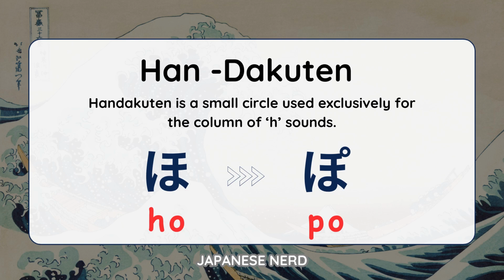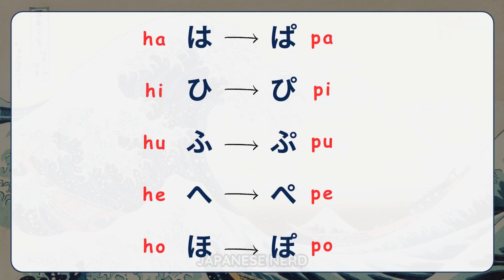Some more additional sounds can be created by adding a han dakuten. It is similar to a dakuten but added only to the ha group of characters. Ha becomes pa, hi becomes pi, and so on.